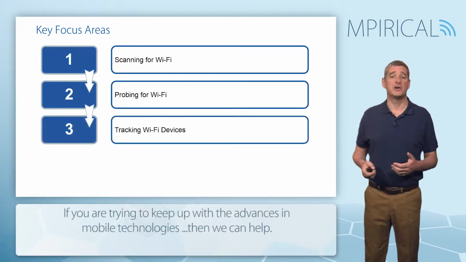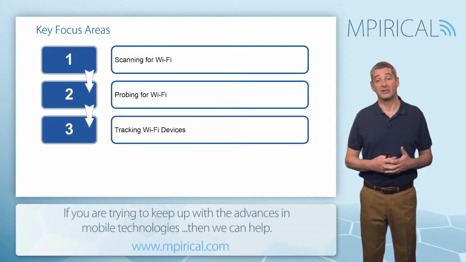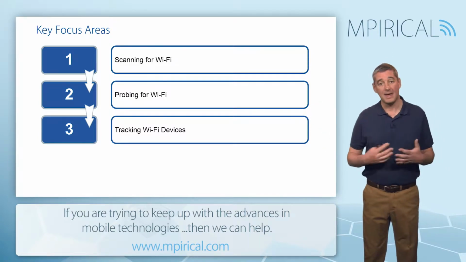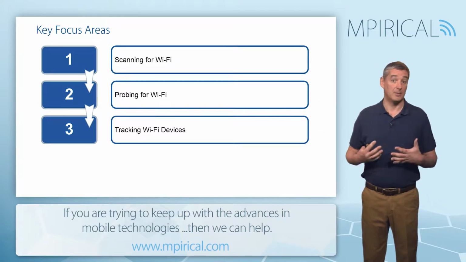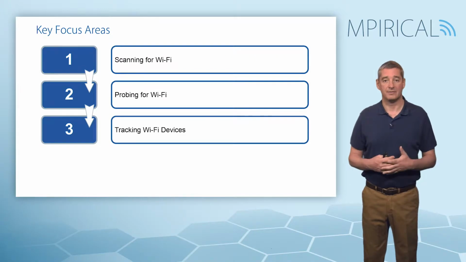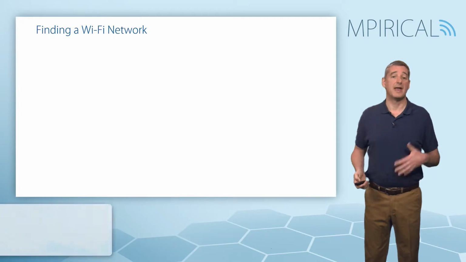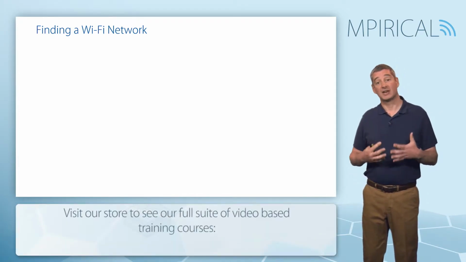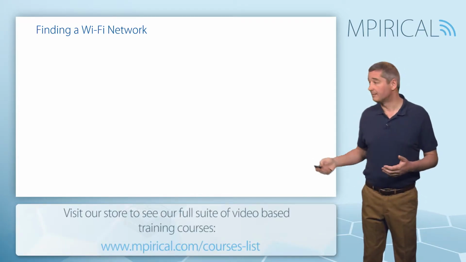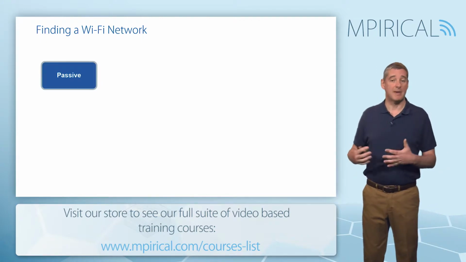And finally, we're going to turn our attention to tracking Wi-Fi devices. It's using the probing for Wi-Fi method to actually build up a picture about the location of a Wi-Fi device within a specified environment. So to begin with then, let's have a look at how the stations will actually find a Wi-Fi network. As we said, there are two real methods of doing this.